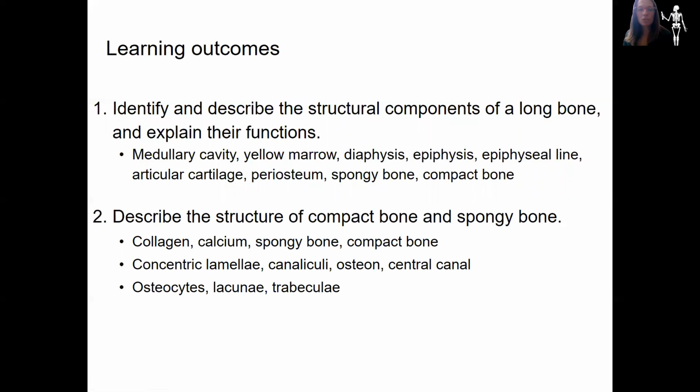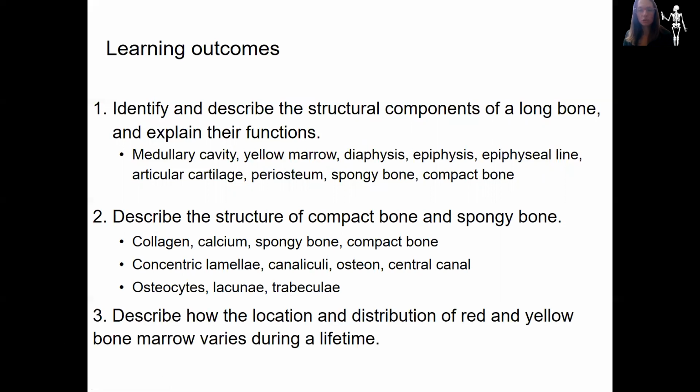Then we've got describe the structure of compact bone and spongy bone. Primarily talked about compact, but a little bit about spongy bone as well. And this you'll see in lab as well, the compact bone. Lastly, describe the location and distribution of yellow and red bone marrow, and how it varies during the lifetime.